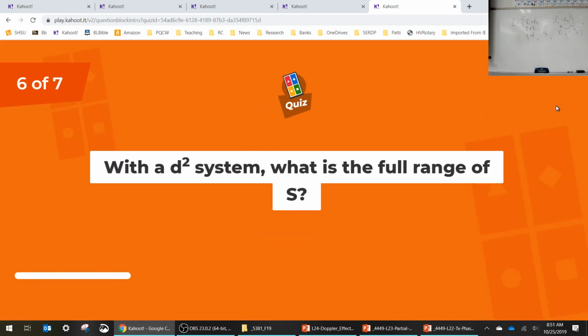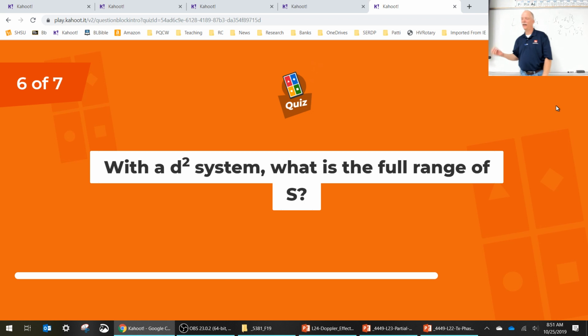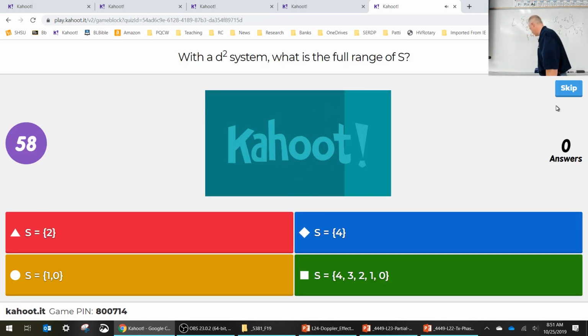So, with a D2 system, what's the full range of S? So in your little paper, your S are your two spins on your electrons. You have two electrons. What are you going to do? Add them together, subtract them. Okay.